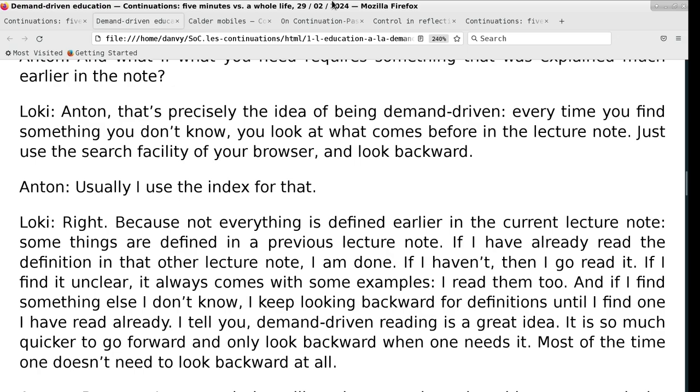And that is precisely the idea of being demand-driven. Every time you find something you don't know, you look at what comes before in the lecture note. Just use the search facility of your browser and look backward. Use the index of that.